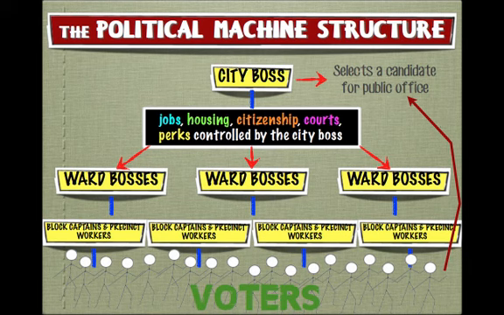So when people see political machines, they want to try to fix them. And this is what the progressive movement is about: seeing problems and improving them.